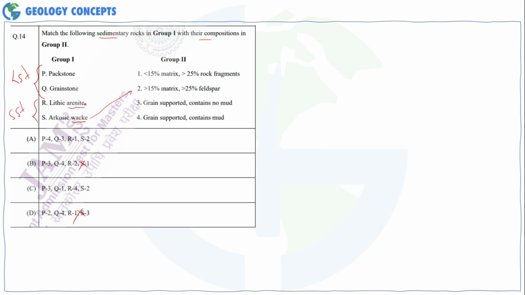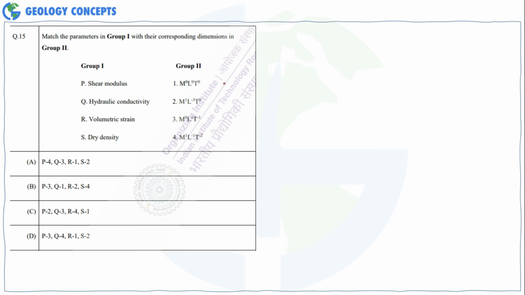Now the only option for sandstone is 1, hence I got my answer as R equal to 1 and S equal to 2. But if you can see, packstone is a limestone which is grain supported and also contains mud, but grainstone is something which is grain supported but contains a very small amount of mud or no mud at all. So the correct answer here will be A.